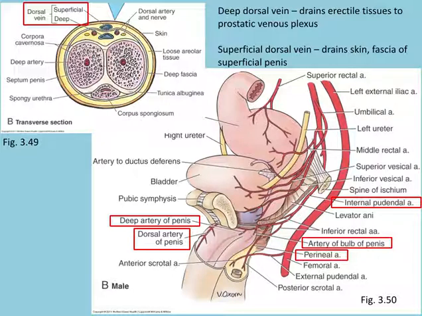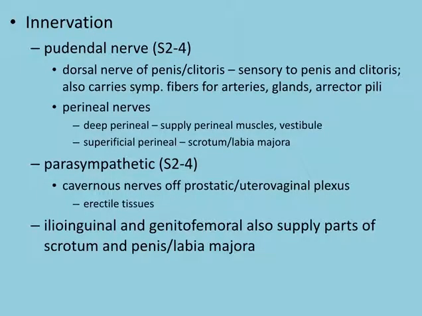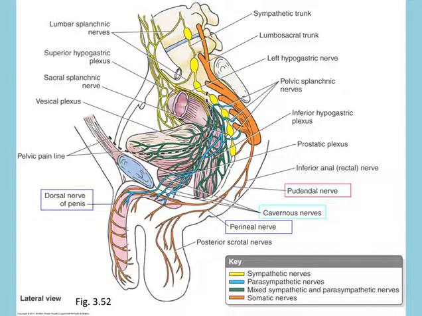Alright, so that's the vasculature and just a brief overview of the venous drainage in males. Innervation, three major nerves: pudendal nerve and its two major branches, and then the parasympathetic nerves, and then the ilioinguinal genitofemoral. Alright, so here's a description of all of that, and I'm just going to go to some images instead, so you can follow along with both.